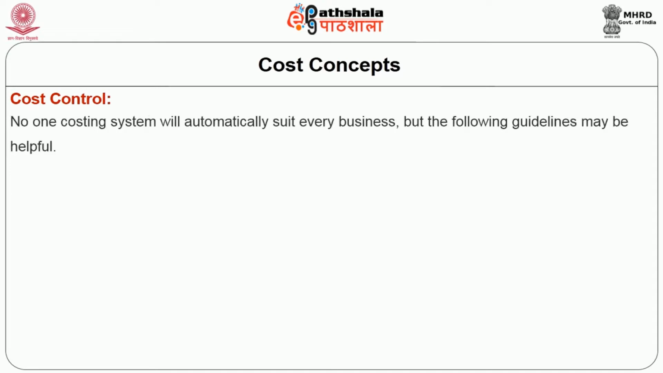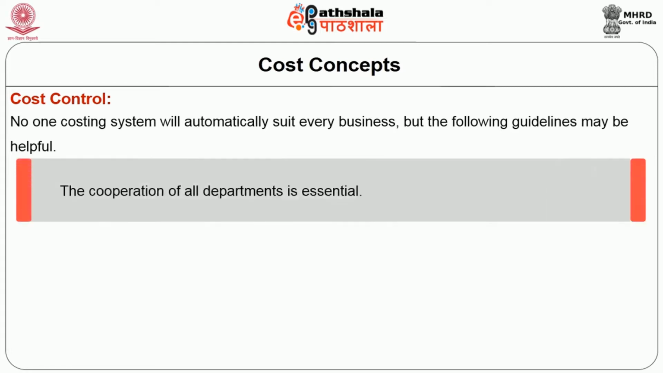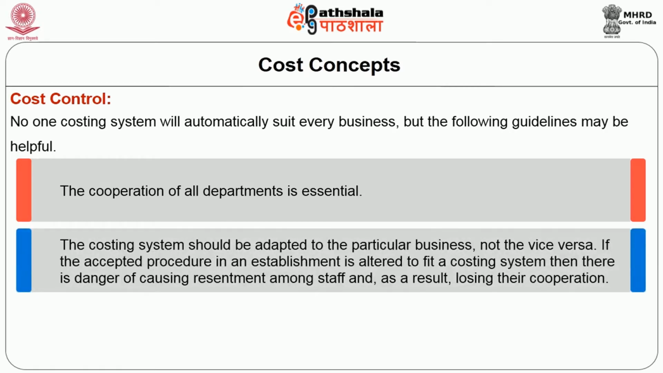No one costing system will automatically suit every business, but the following guidelines may be helpful. The cooperation of all departments is essential. The costing system should be adapted to the particular business and not vice versa. If the accepted procedure in an establishment is altered to fit a costing system, then there is danger of causing resentment among staff and as a result losing their cooperation.